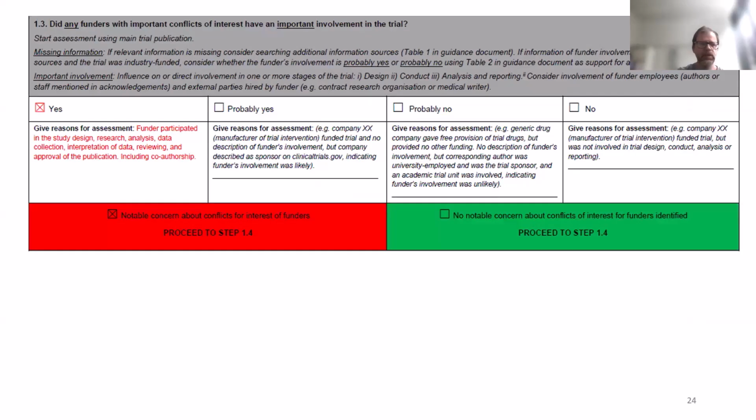And you then also look at how the funder was involved. In this case, marked in red here, you can see that the funder was involved in nearly all aspects of the trial, from designing the trial to acting as co-authors and being involved in data analysis. So this leads you to judge the trial as notable concern about conflict of interest in relation to the funder.